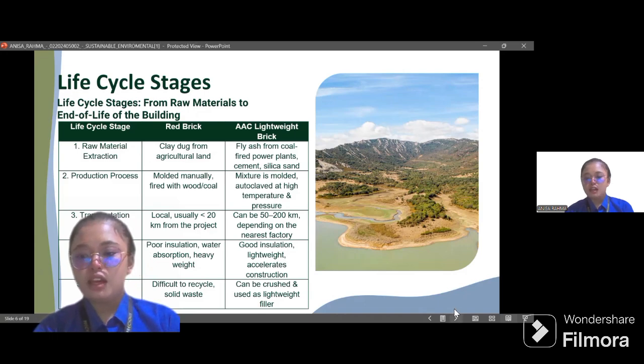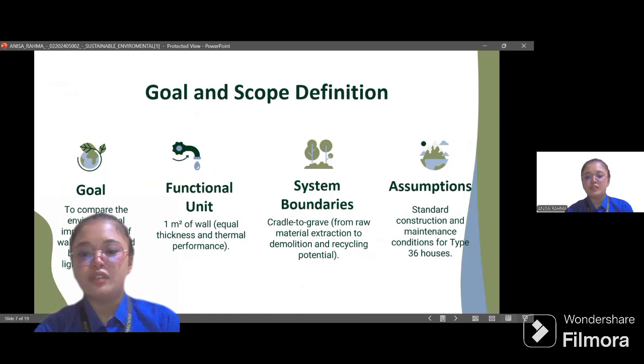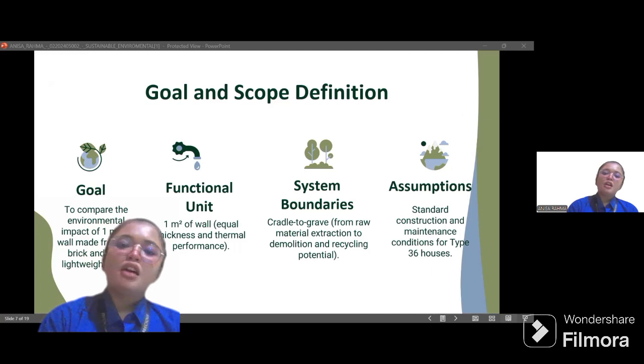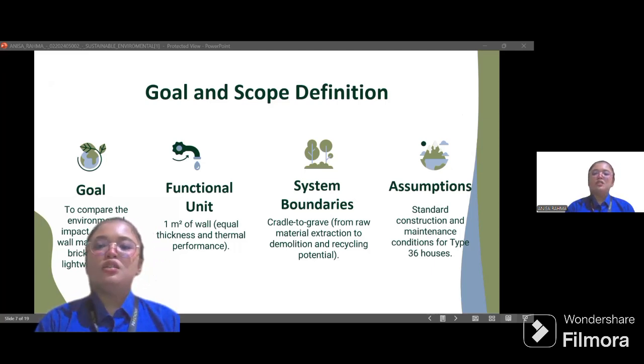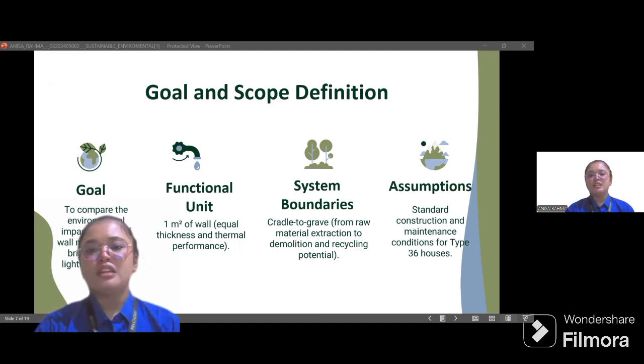Okay, next slide is goal and scope definition. In this slide, I will dive into the goal and scope definition of the life cycle assessment or LCA analysis we are conducting. The LCA process aims to provide a comprehensive understanding of the environmental impact of two types of material used in the walls of type 36, red brick and AAC brick. Let's break down the key elements of this definition one by one.